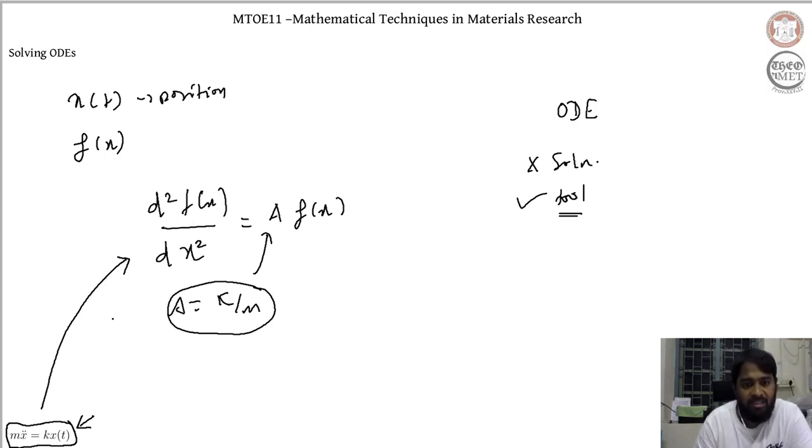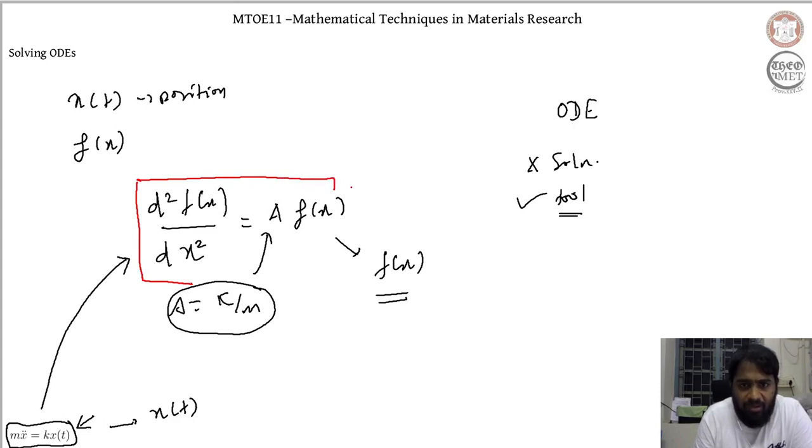Now these two expressions here are equivalent in the mathematical framework, and if I'm able to solve this, then basically I'm able to solve this as well. So if I have a tool to solve this, I'll be able to solve this as well. Now when I solve this expression here, I end up having the position of the atom x of t, and similarly when I solve this expression here, I end up having f of x, the function that satisfies this expression here.